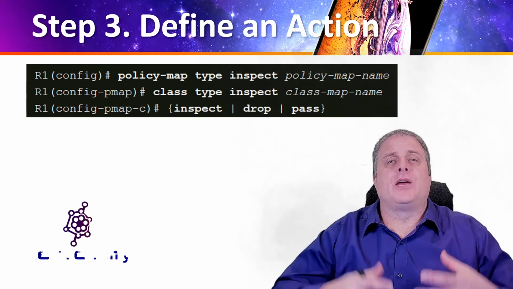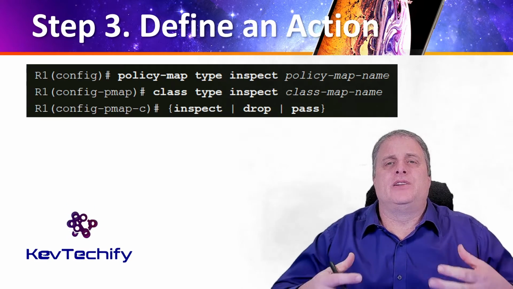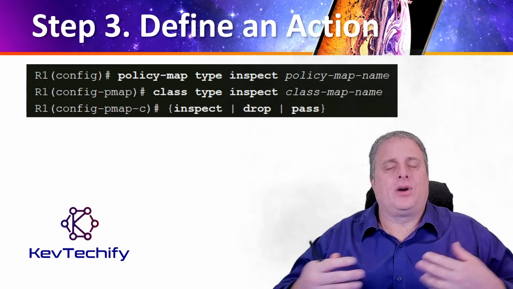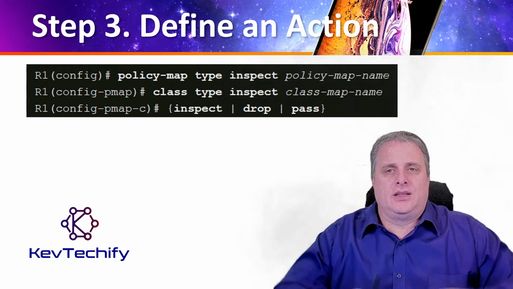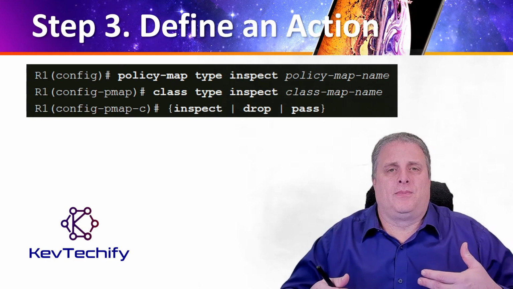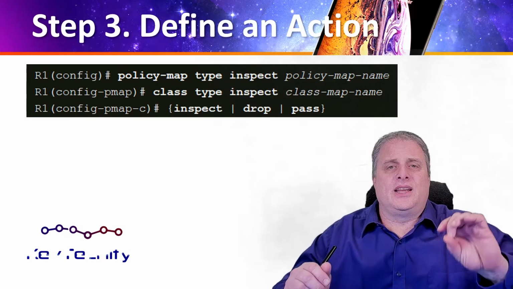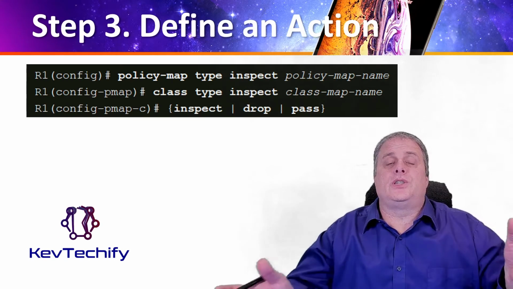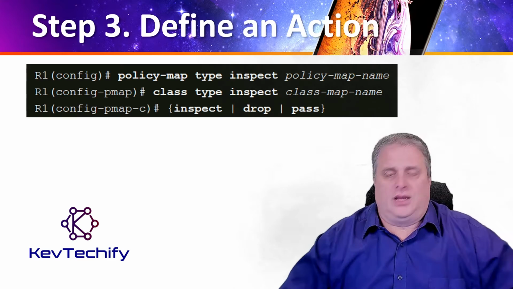The third step is to use a policy map to define what action should be taken for traffic that is a member of a class. Command syntax here is to configure a policy map. This is an action that has specific functionality. It is typically associated with a traffic class.